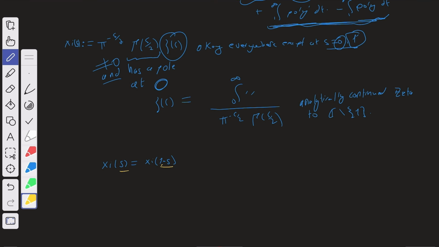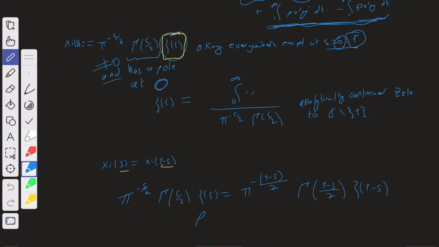And from this functional equation, you can easily get a functional equation of zeta via some reflection formula of the gamma function. So let me just write the functional equation of zeta to wrap up this video. It's going to be pi to the negative s over 2, gamma of s over 2, zeta at s, this is equal to pi to the negative (1 minus s) over 2, gamma of (1 minus s) over 2, zeta at 1 minus s. And this defines the functional equation of zeta.